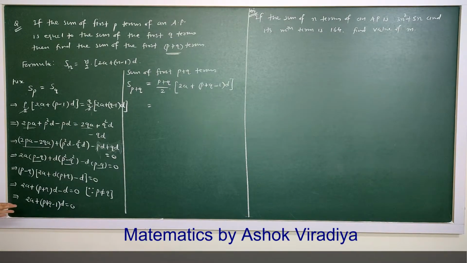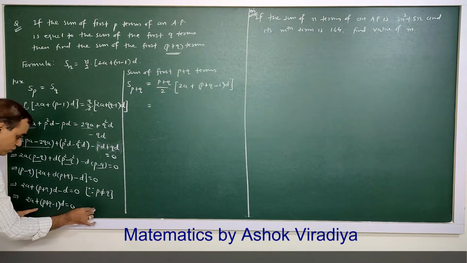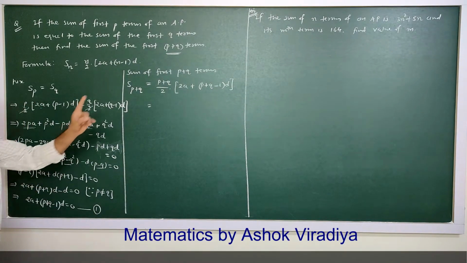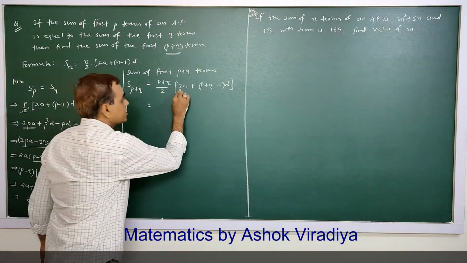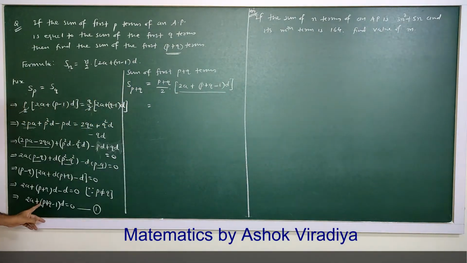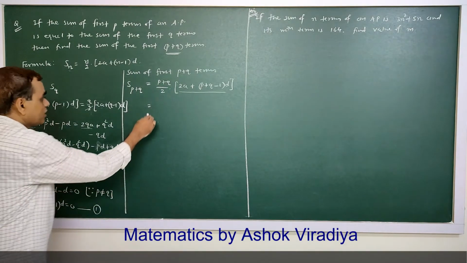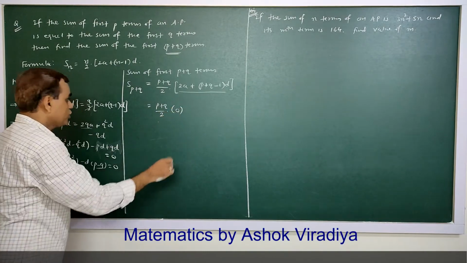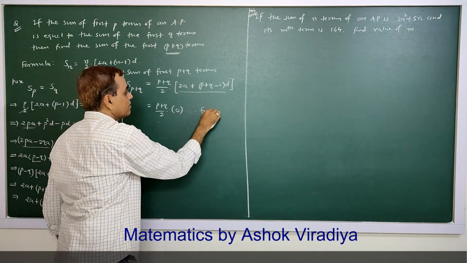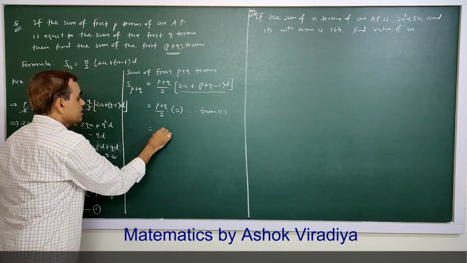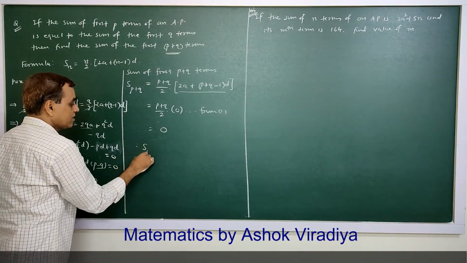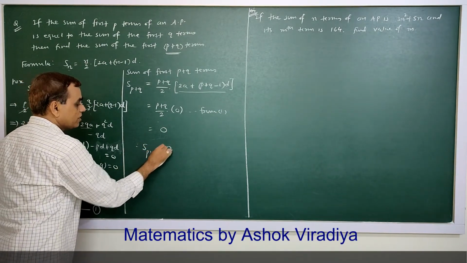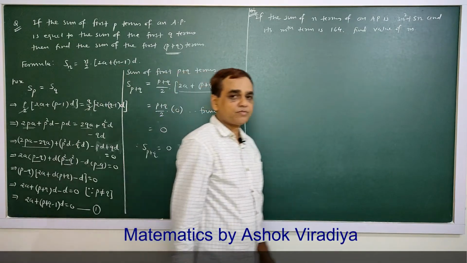And now you can see that this is visible there. We are going to use this value in this expression. Here it is 2a plus p plus q minus 1 d. So p plus q by 2 into 0. So this is 0. So the answer is the sum of p plus q terms is 0.